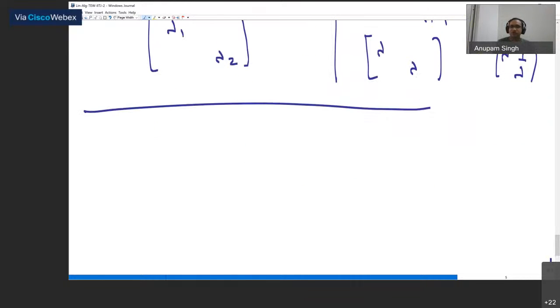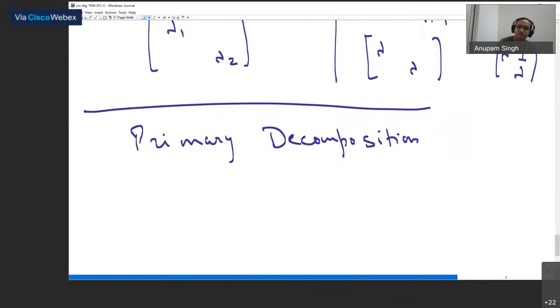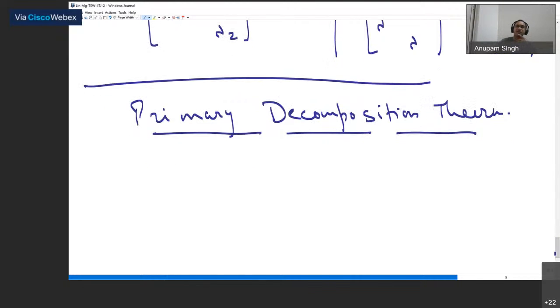Okay. So the first step in proving these things is what is called the primary decomposition theorem. This is quite an interesting theorem and not very difficult to prove once you understand the trick. The trick is also very, very useful and it can be used many, many times. So let's try to do this proof.